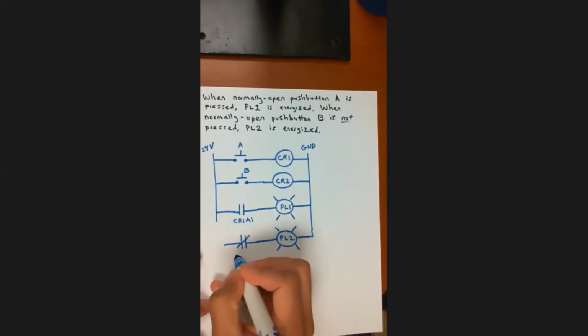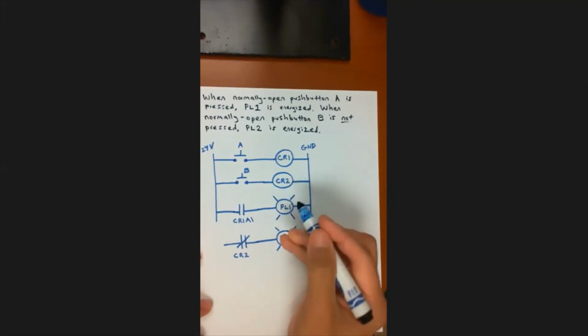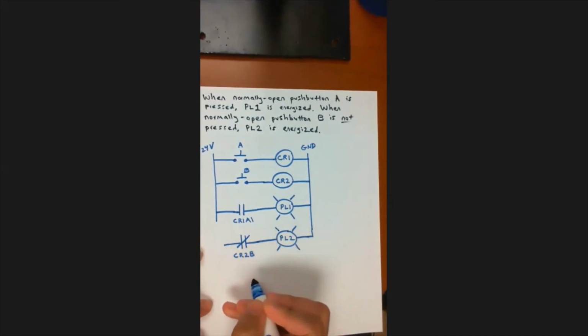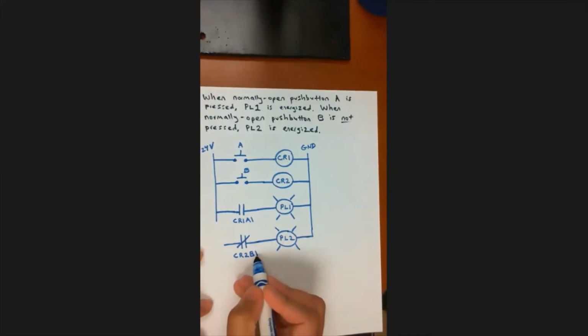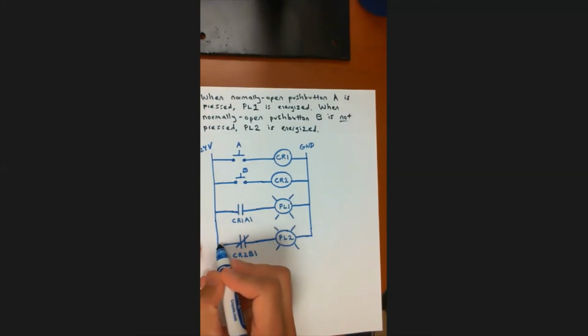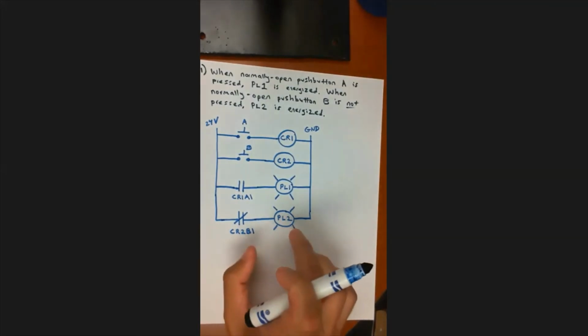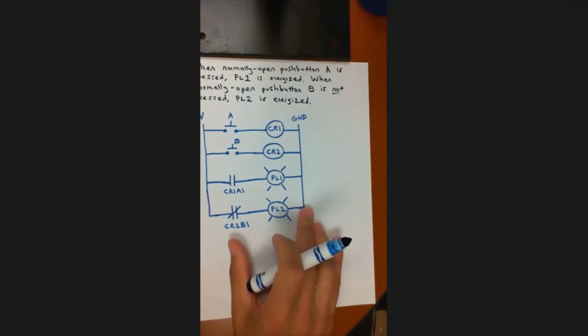So this needs to be CR2, so it's associated with that relay, and it needs to be a normally closed contact, that's labeled B. And if I want to, I could put a number here. I could say it's the first normally closed contact associated with CR2. All right, so there's my answer. That's one answer. There are actually different ways to do this.